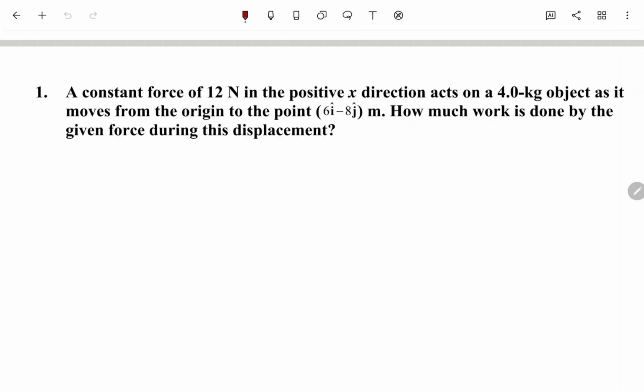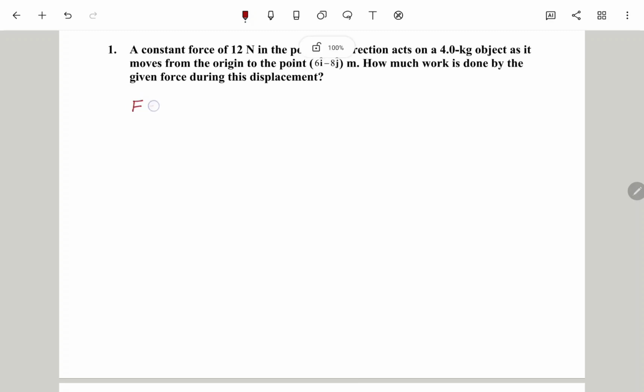A constant force of 12 newtons in the positive x direction acts on a 4 kilogram object as it moves from the origin to point 6i minus 8j in meters. How much work is done by the given force during this displacement? So in this case, F is equal to 12 newtons, and the displacement starting from the origin, delta x, is 6i minus 8j.